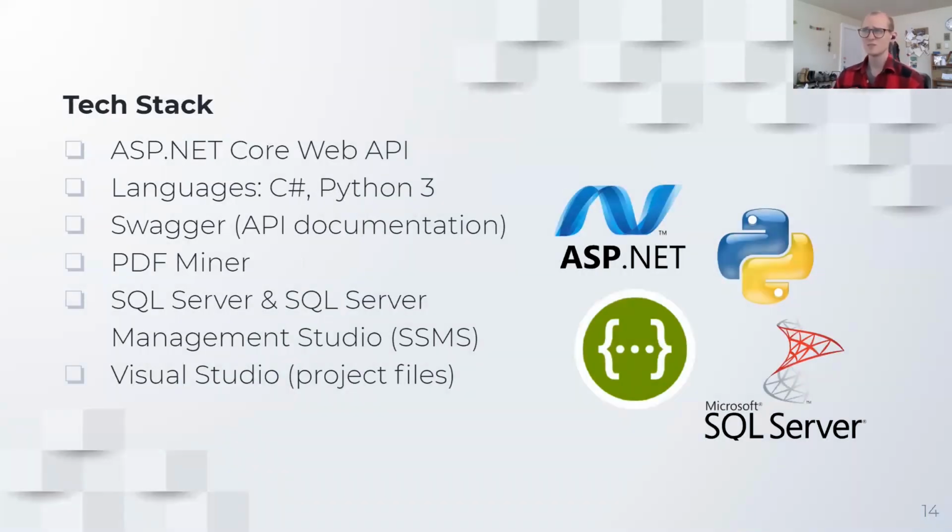As for our tech stack, we used ASP.NET Core Web API for building the API project. In doing so, we used C# and Python 3. We also used Swagger for the API documentation, PDF Miner for scraping the services description forms that we were given access to. We also used SQL Server and SQL Server Management Studio for building the database, and we used Visual Studio to build the project and also for creating project files that Multnomah County engineers could use.